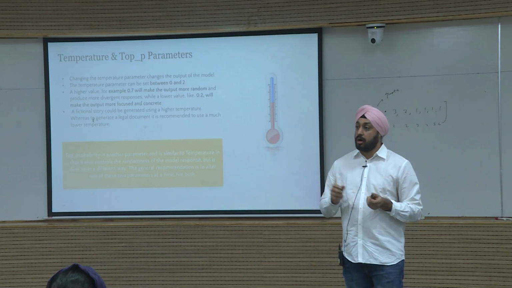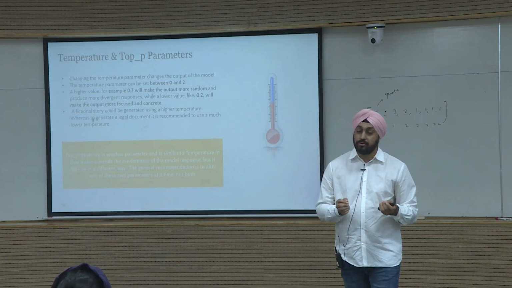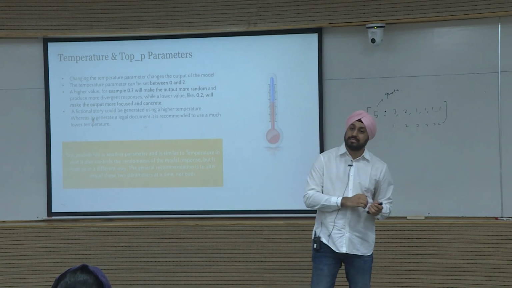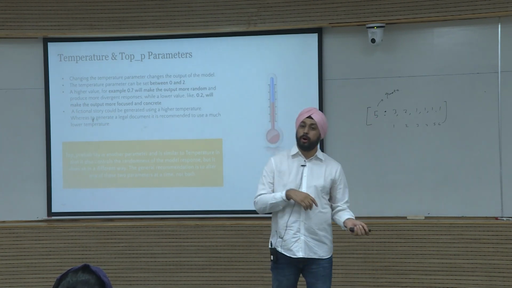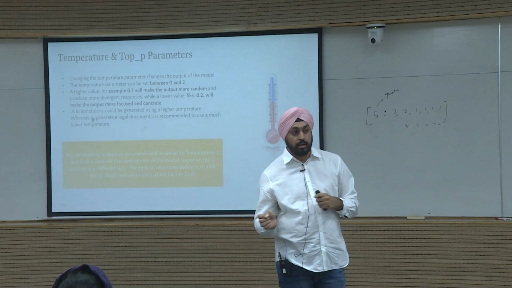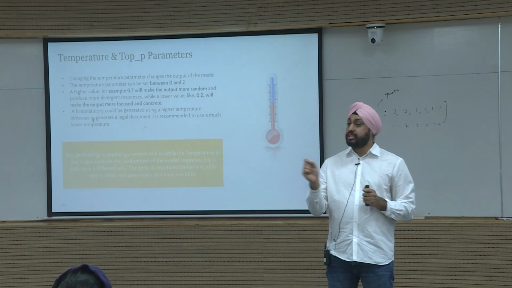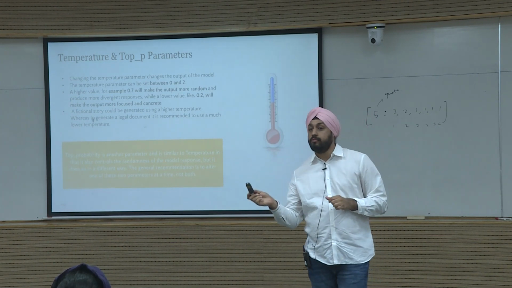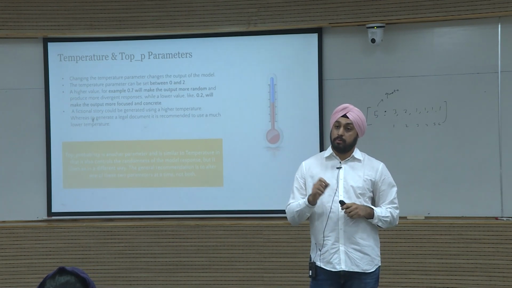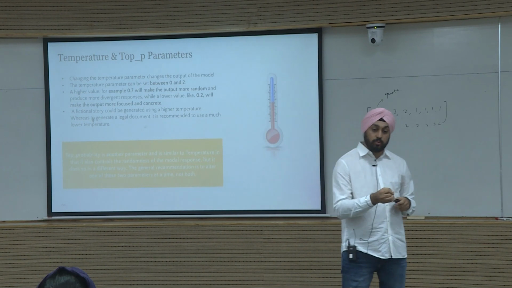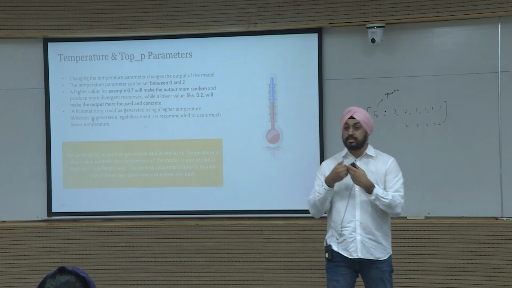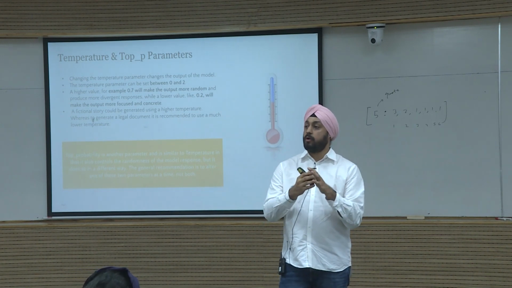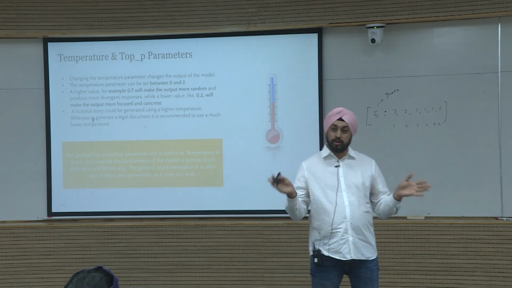Temperature is not a binary value. It's a value between 0 to 1. I can set it to 0, I can set it to 1. I can set it to 0.1, I can set it to 0.9. Essentially, what I'm doing when I'm changing the temperature of the model is, I'm asking it to be more creative or less creative. And I'll tell you the reason again why ChatGPT gives similar responses to different prompts of people who are trying it on different machines.